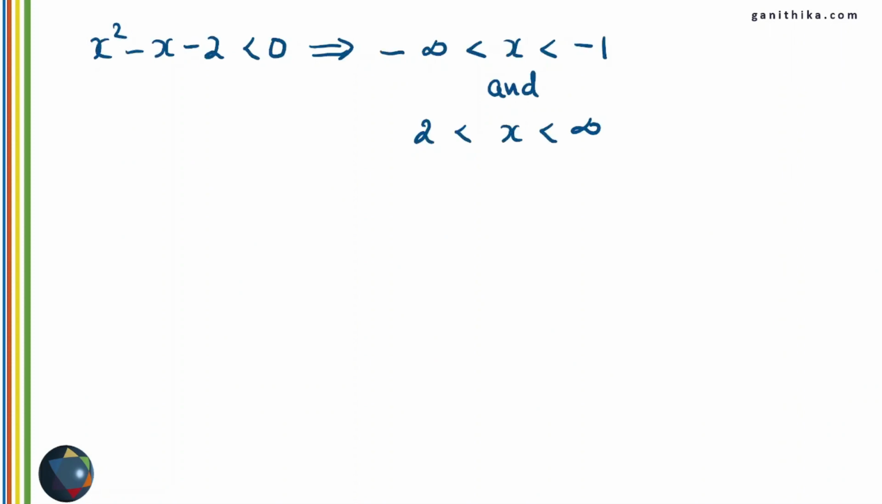Let's summarize what we just did now. The inequality x² - x - 2 > 0 would give you the solution -infinity to -1 and 2 to infinity.